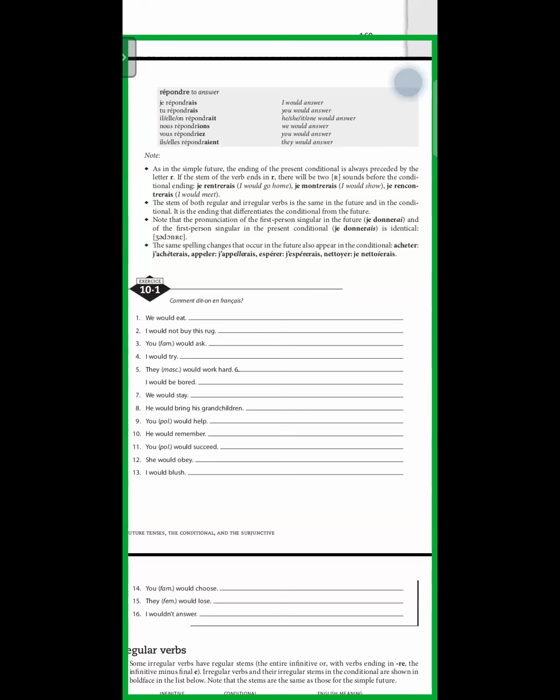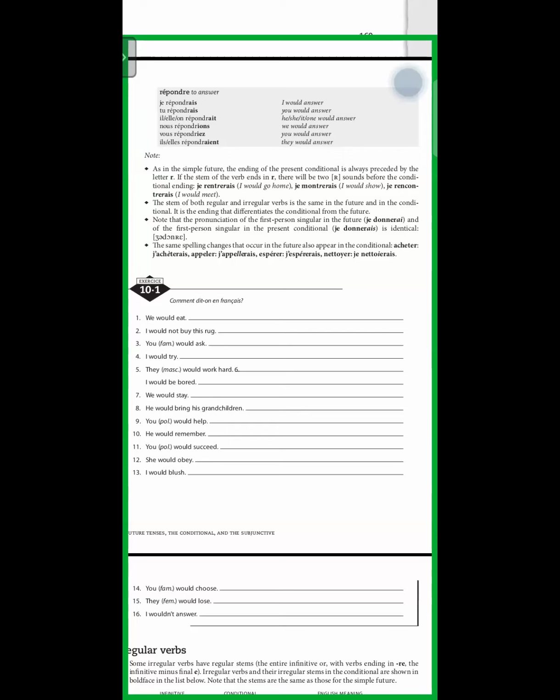The only difference is the ending of the conjugation. So, let's look at the exercise now, 10.1. You will read them for us, give us the answer. We would eat. I'm going to say that now.